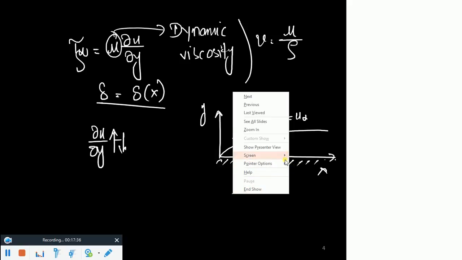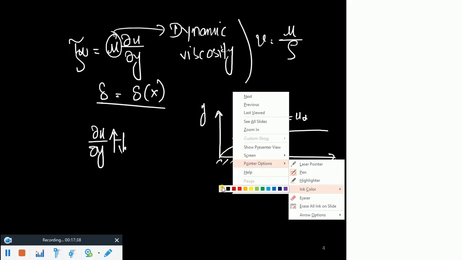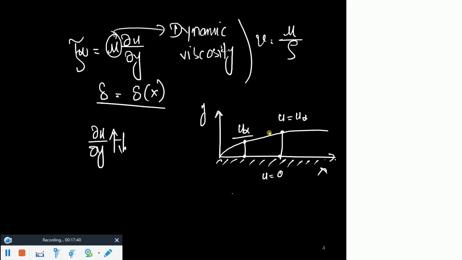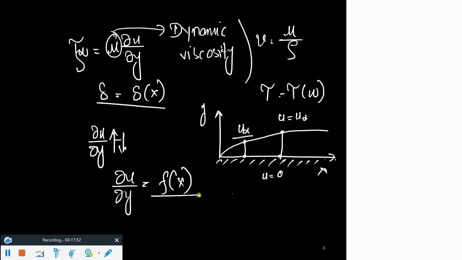Due to this reason, shear stress would become a function of x. Why? Because partial u by partial y at all the stations is a function of x. As you move along the plate, at different sections you would find different values of partial u by partial y. Is that understood? Any problem?